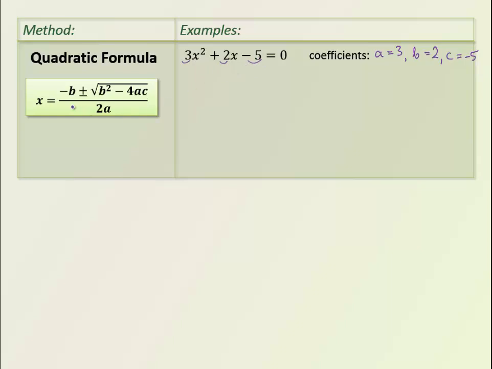So we find the roots just by following that formula. Negative b plus minus square root of b squared minus 4ac, everything over 2a. This is a formula that will need to be memorized, so try to use it as often as possible to remember it. How does it go?